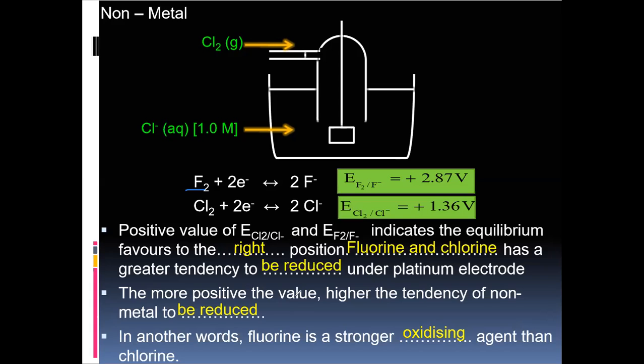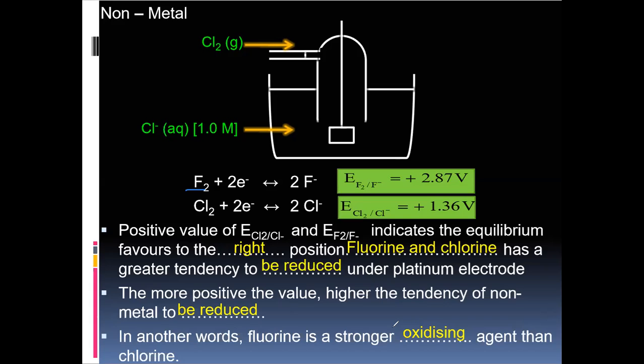The more positive the value, the higher the tendency of the non-metal to be reduced. In other words, fluorine is a stronger oxidizing agent than chlorine. Now, don't get confused that we are talking about reduction and yet we are saying fluorine is an oxidizing agent. Oxidizing agents get reduced. You've been taught this before in secondary school or in your knowledge of chemistry. When we call something an oxidizing agent, it means that thing is going to be reduced in a chemical reaction.